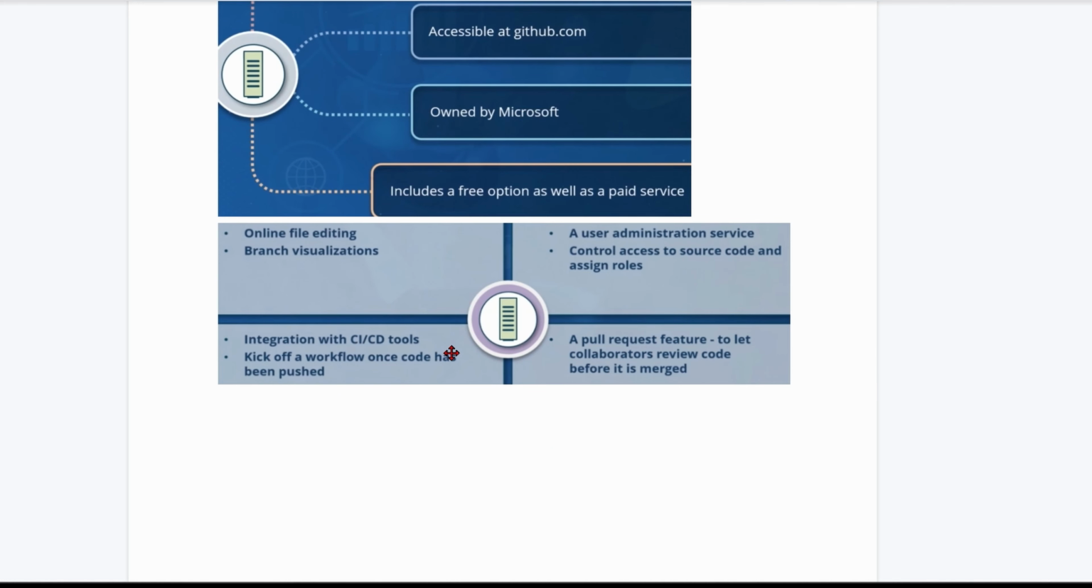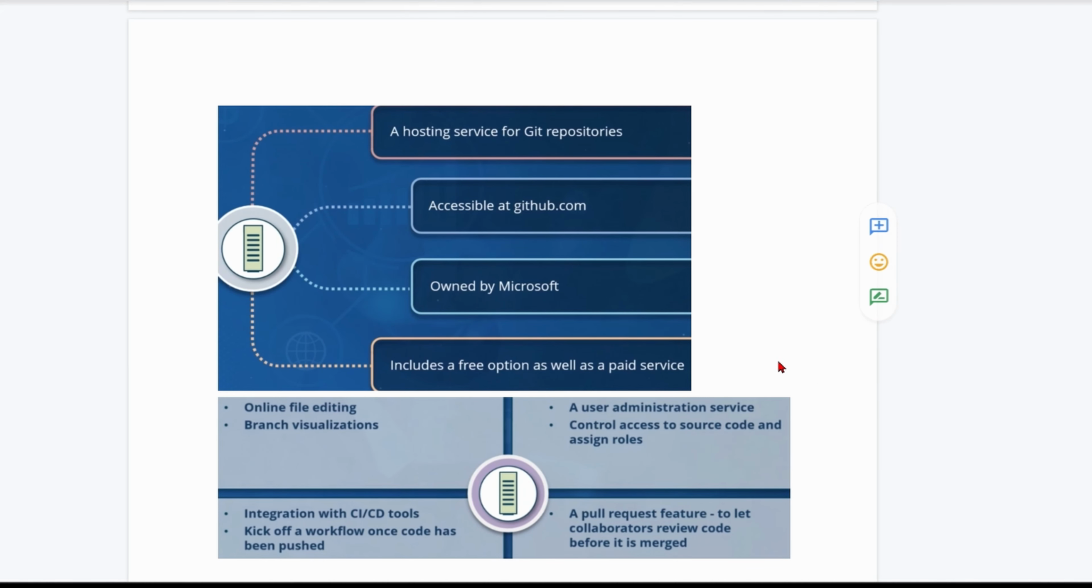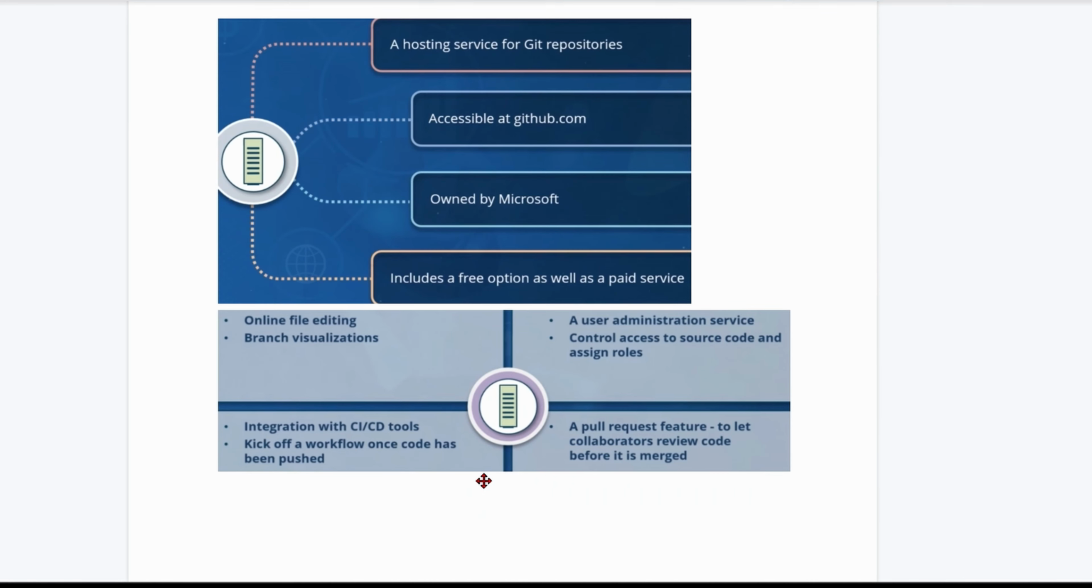We have online file reading. We have branch visualizations, a user administration service, control access to source code and assigning roles, a pull request feature so we can let collaborators review code before it's merged, integration with our CI and CD tools, and we can kick off the workflow code once it has been pushed.